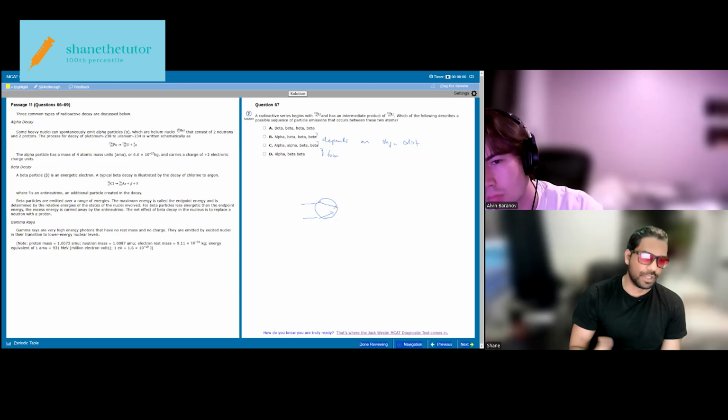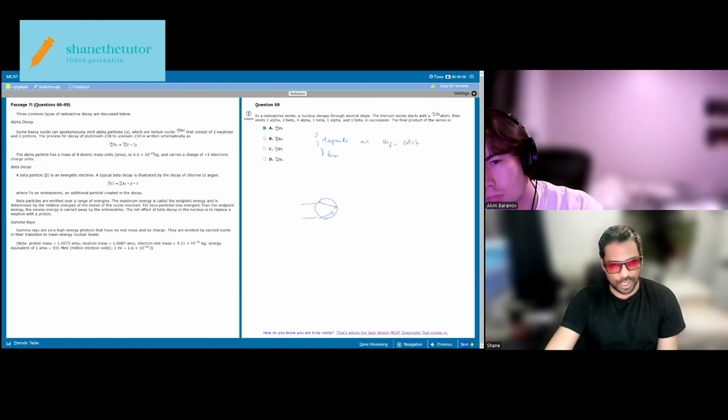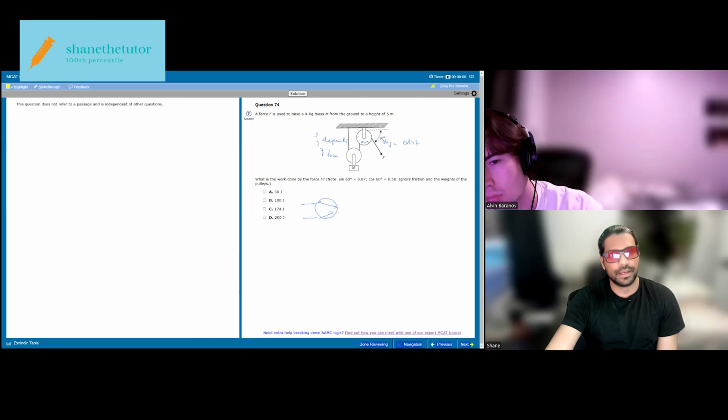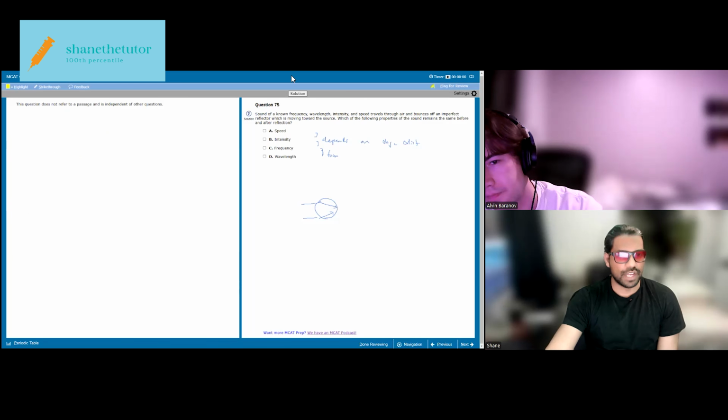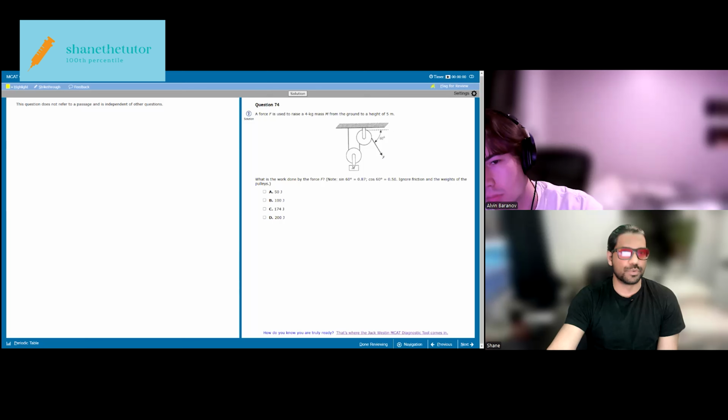So you could do that with process of elimination first, and then asking yourself, if we change the index of refraction, what else would change?